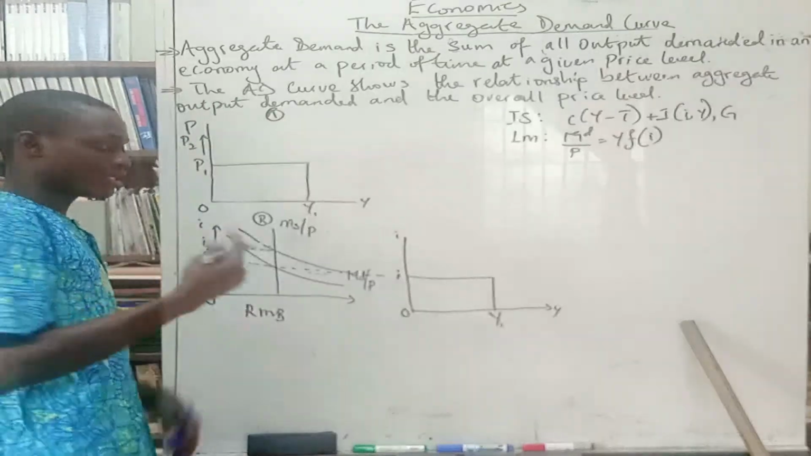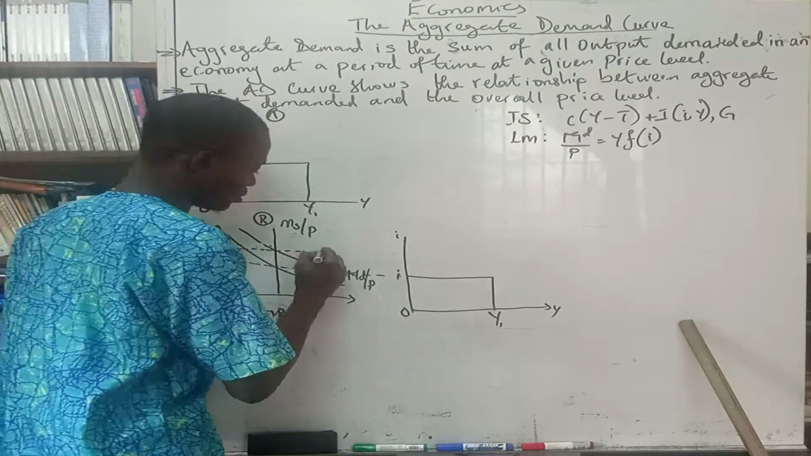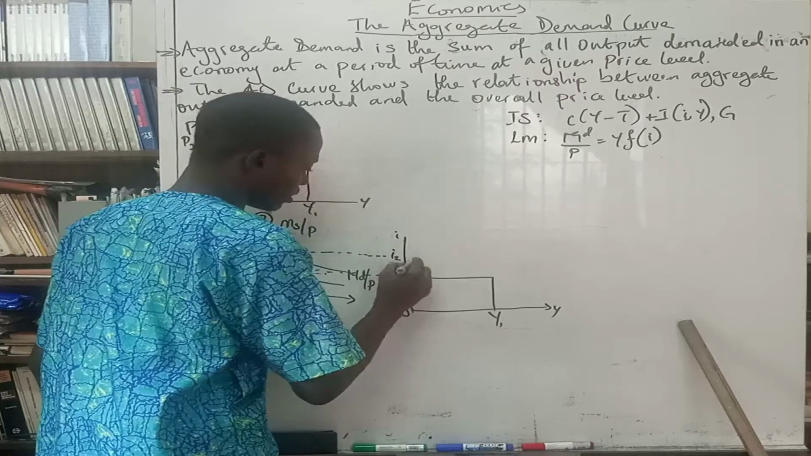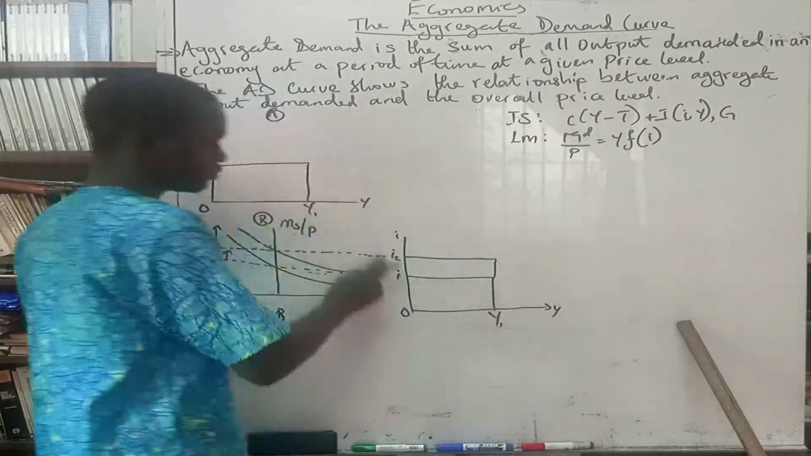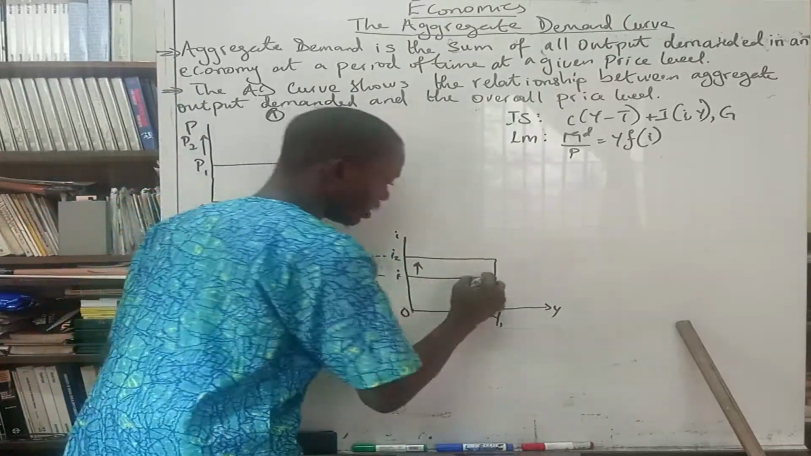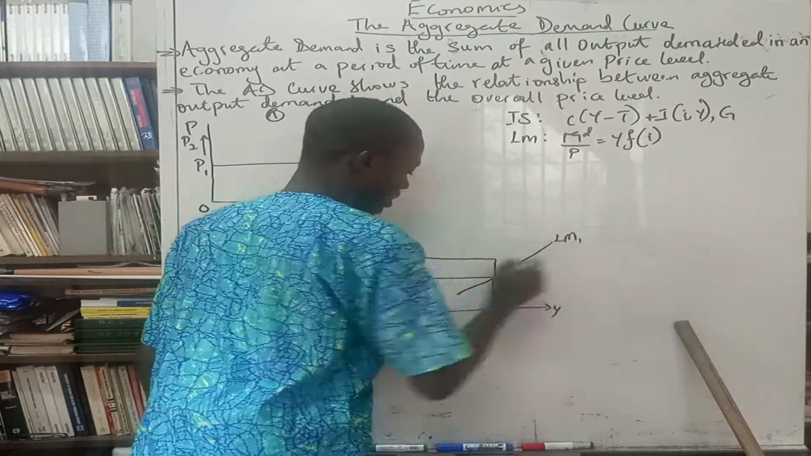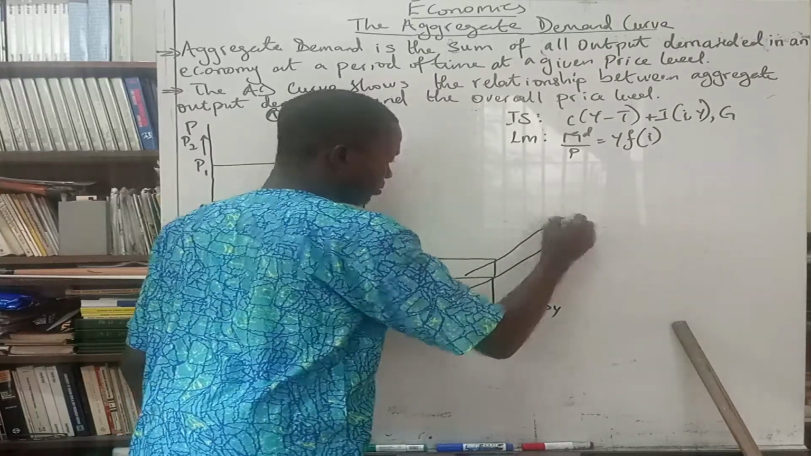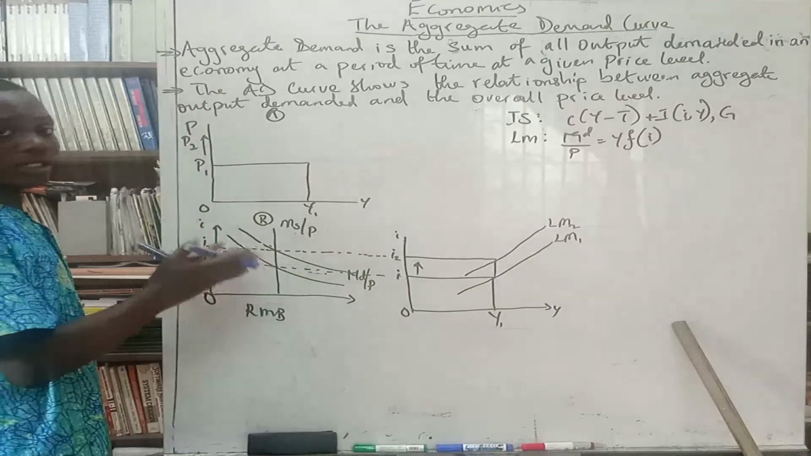So that means our aggregate output for now is still the same, and the interest rate is now rising to this point. So we have I2 here. At this same output, we have an increase in interest rates. So that means, of course, if you remember, the LM curve is upward sloping. So we have LM1, and it has shifted to this place, LM2.